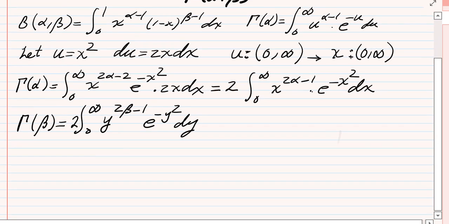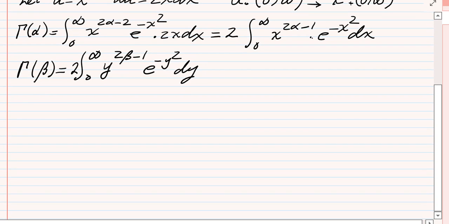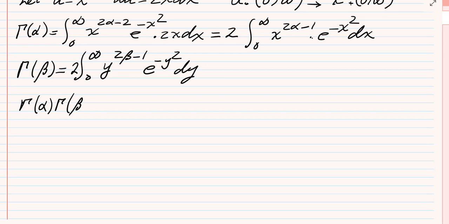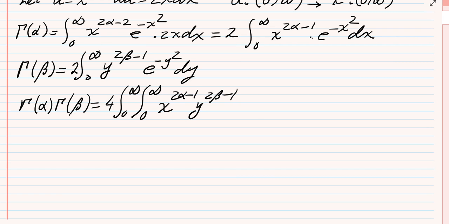Okay, now let's multiply gamma of alpha times gamma of beta. So gamma alpha times gamma beta is going to be what? It's going to be 4 times the double integral from 0 to infinity of x to the 2 alpha minus 1, y to the 2 beta minus 1, and then the e to negative x squared and e to negative y squared. When you multiply them, you actually add the exponents with a common base e. And I have dy dx.